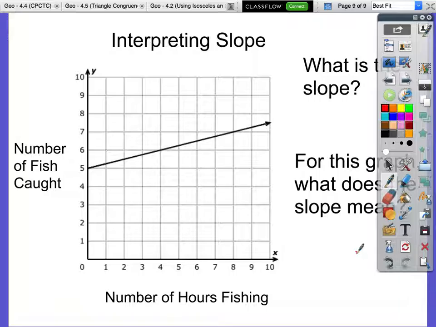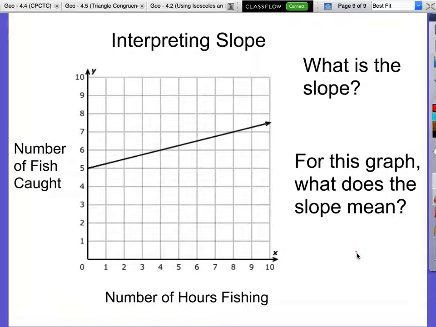Okay, we're going to do this one as well. So I want you guys to solve this one, find the slope, and figure out what it means for this graph. There's many points. There's 3 different ones you could use. There's 3 different points in the graph.